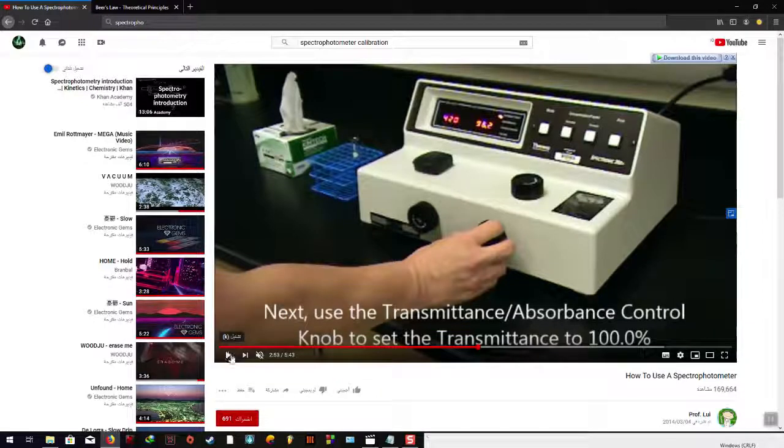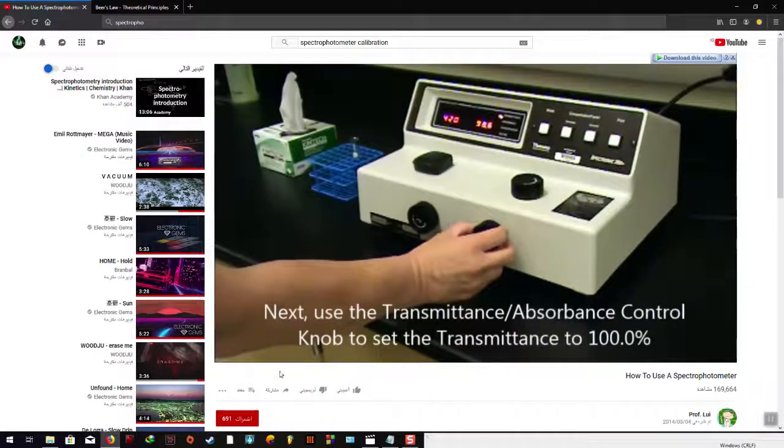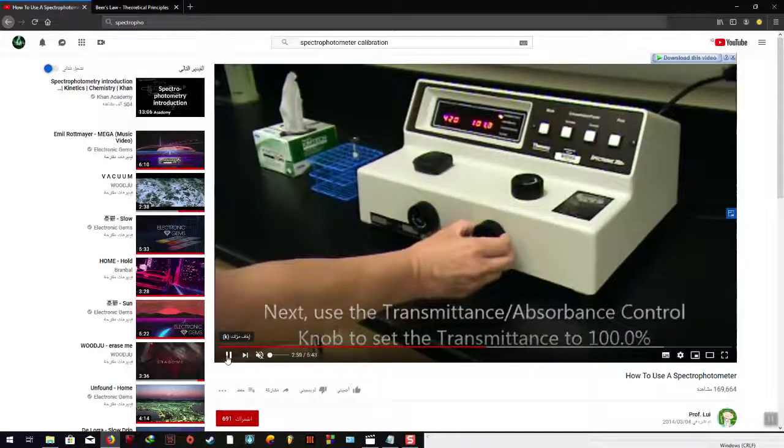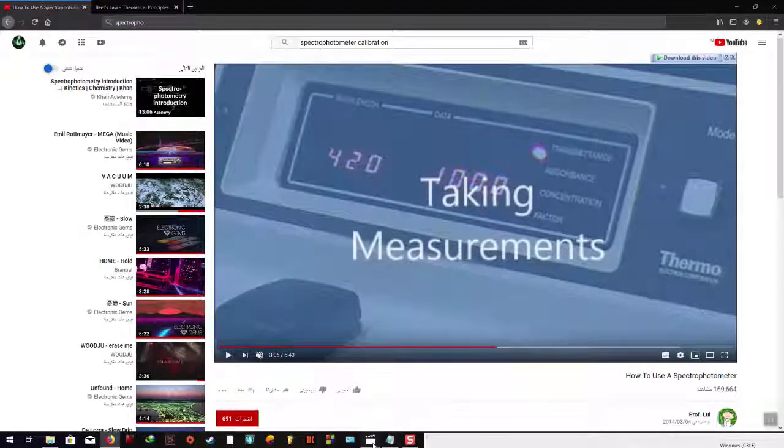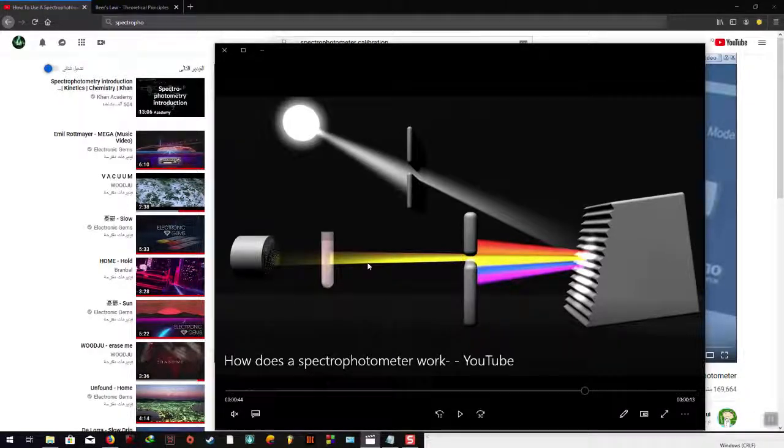Now what should we do? We want to raise the transmittance to 100. Why should we do this? We should do this to consider that this light that passed through the sample, some is absorbed, but the rest is transmitted through to the detector. This is considered as a transmittance of 100, which means that the light is as the original light, 100% light.